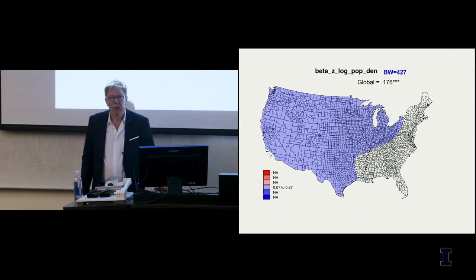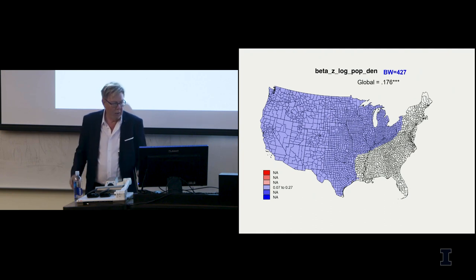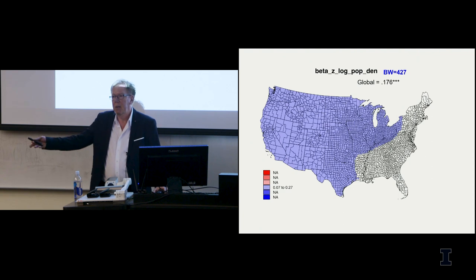Then population density, the influence of city living versus rural living on whether you vote Democrat or Republican. That does have an influence, again, but not down the eastern seaboard or in the southeast of the country. It does have an influence in the rest of the country. So anywhere out here, living in cities, you're more likely to vote for the Democratic Party. Everything else being equal, of course, in our model.